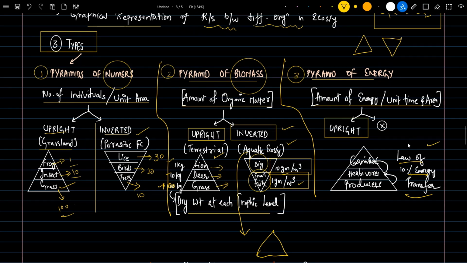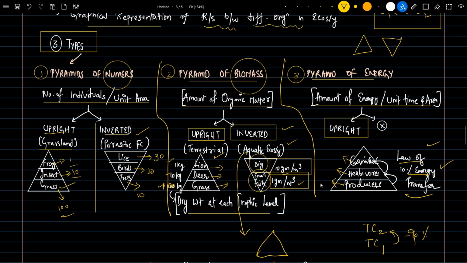Whenever we are moving from one trophic level, so this is trophic level 1, this is trophic level 2, when we are moving from one trophic level to another, there will always be a loss of at least 10 percent of energy. Simply, when we are moving from producers to herbivores to carnivores, there will always be 90 percent loss. Only 10 percent will be transferred.